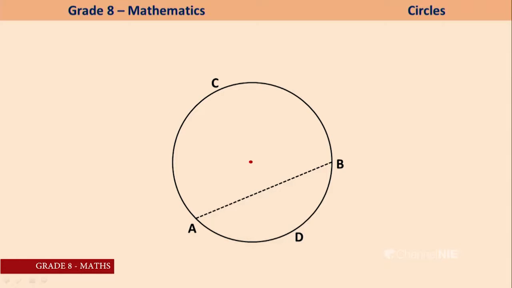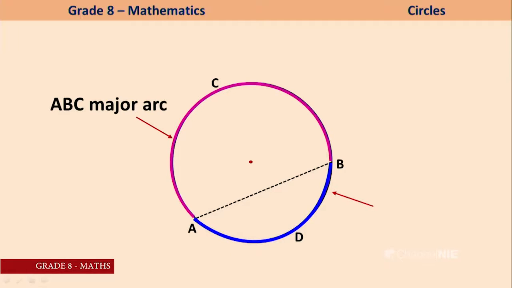Now, when we think about the curved line of this circle, ACB curved line, this curved line you can call an arc. This curved line, that means this arc, is greater than the other arc. So you can call this the major arc, and also you can name it as ACB major arc. Then ADB is also a curved line. So this one you can name as ADB minor arc.